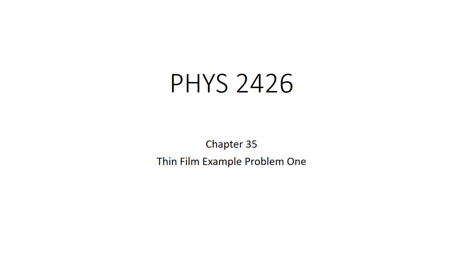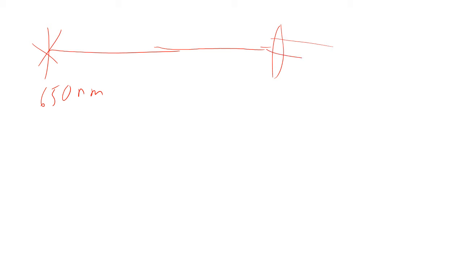So now we've introduced the idea of thin film interference to an example problem. Let's suppose that you are using a laser, and the laser has a wavelength of 650 nanometers, and you want to focus the laser using a lens. Now, the problem is that if it's a high-powered laser, when the laser hits the lens, some of the light's going to be focused, but some of it's going to be reflected, and you don't want it to reflect.